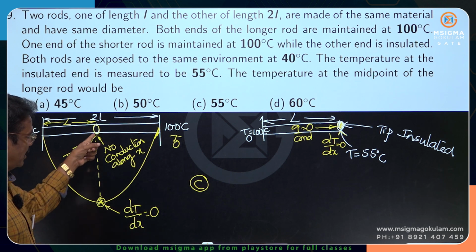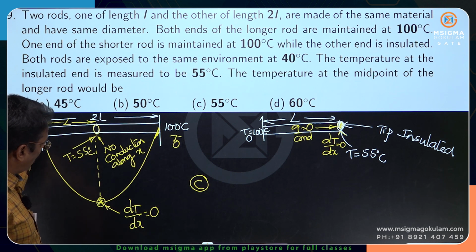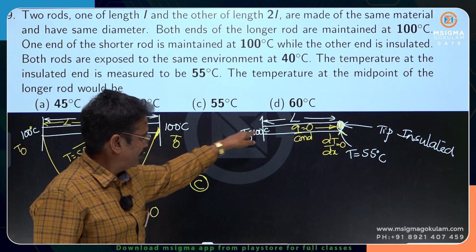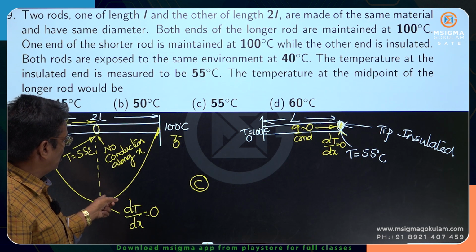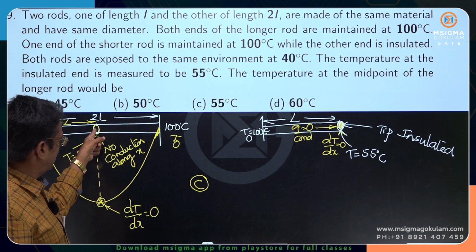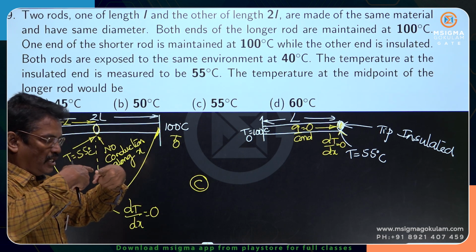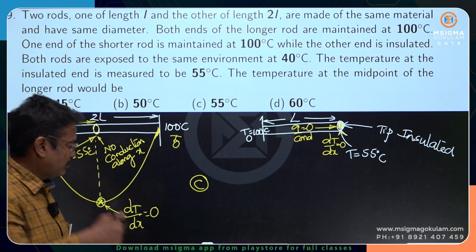How can I say that the temperature is 55 here? Because the boundary conditions are the same. Here 100, here also 100. Here dT/dx is 0. Why is dT/dx 0? Because there is no conduction along x here. Why is there no conduction? Because the temperatures are the same, so it is like this.